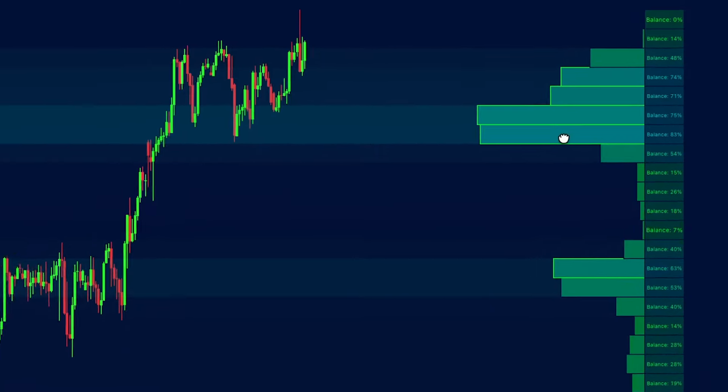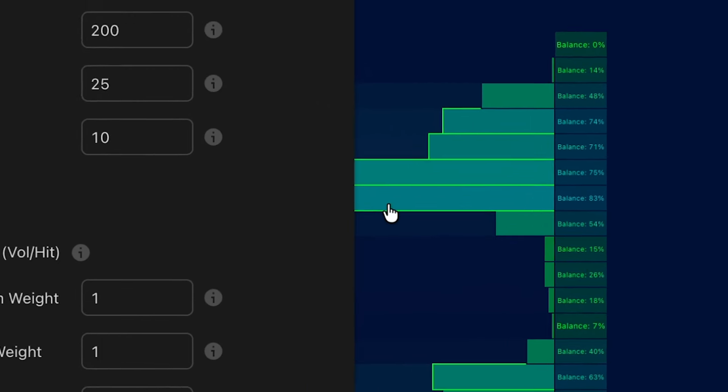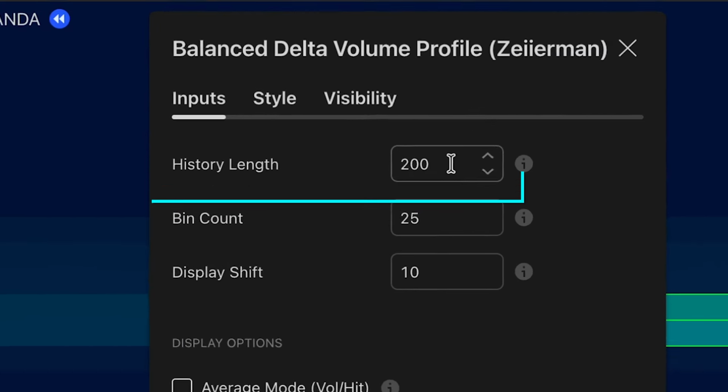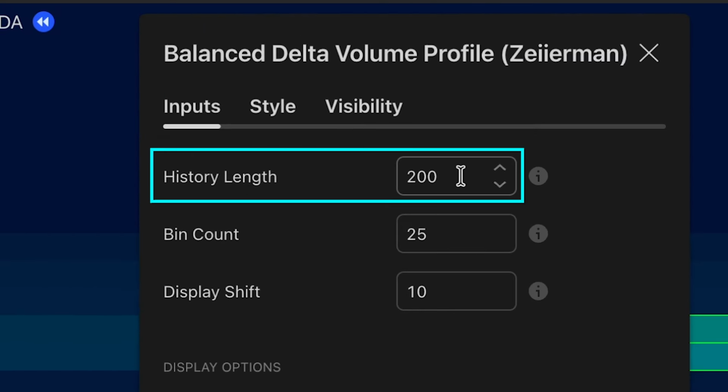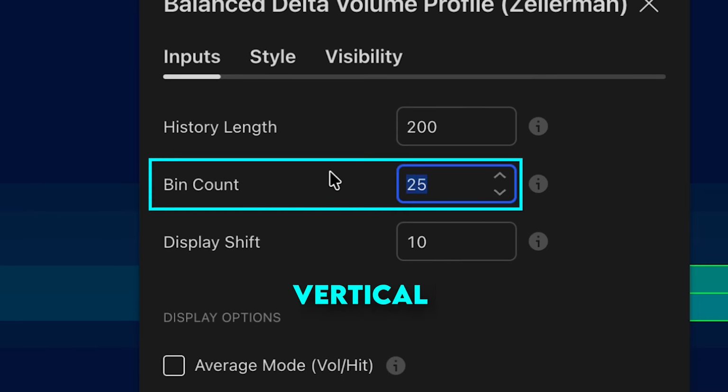Now, to get the most accurate signals from this indicator, let's get your settings right. Double-click the indicator to open the settings panel. You'll see history length set to 100 bars by default. For most trading, bump this to 200 bars to capture broader market context. Next, set bin count to 30 for vertical resolution.